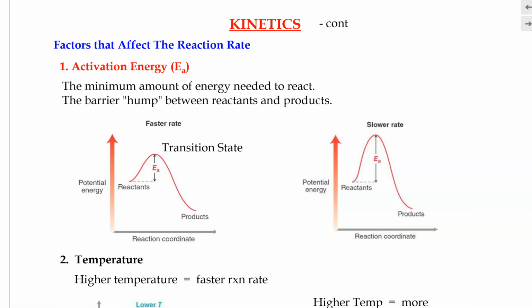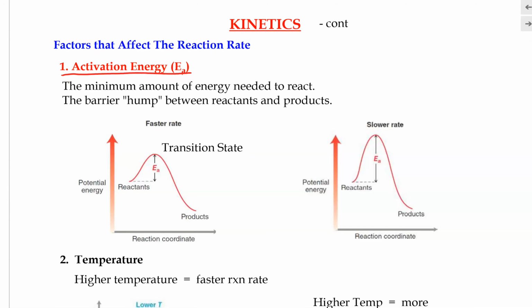And now, let's go over the different factors that can affect the rate constant. The rate constant has an effect on the overall reaction rate. So therefore, let's analyze the different factors that can affect the rate constant and the rate of the reaction. So the first one is activation energy.